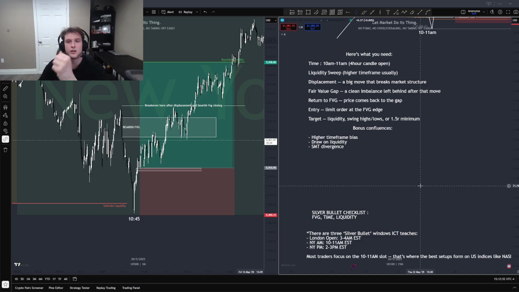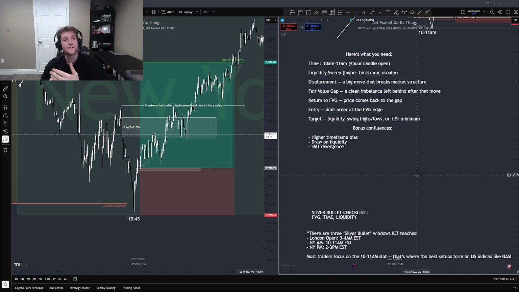What do you need? A liquidity sweep on a higher time frame low, usually. The higher time frame, the better. So if you're bullish and sweeping a 15-minute low, hourly low, or 4-hour low, it's very good. You could be sweeping a 5-minute low though. So that's important to understand.